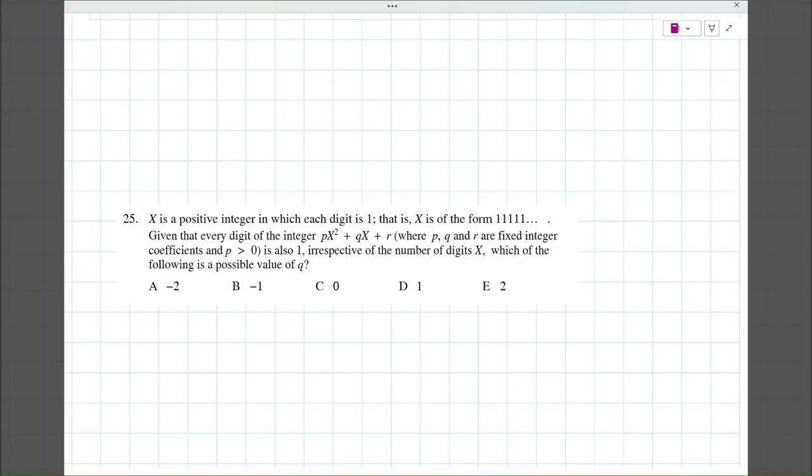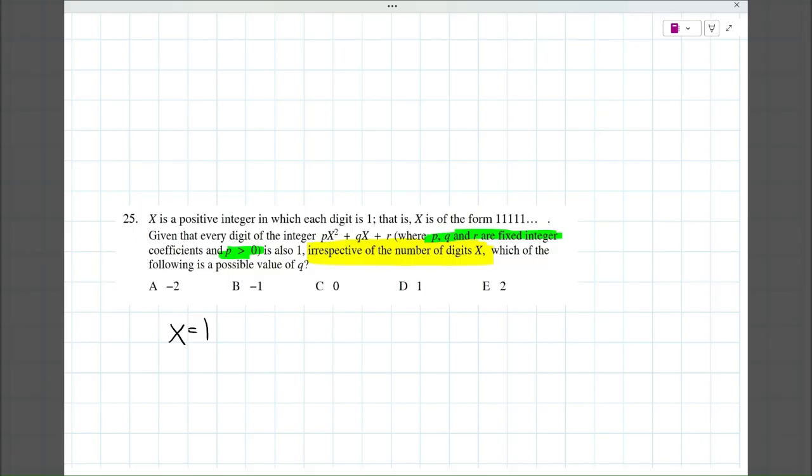What I would say is that just trying to understand what they're saying here is part of the challenge. I would also say that the fact that P, Q, and R are integers is really going to be important, and P greater than 0. Now, think about trying numbers for X, substituting numbers in. Obviously X equals 1 should satisfy, because it does say irrespective of the number of digits here of X. So this is the kind of question which you can form a Diophantine equation with.